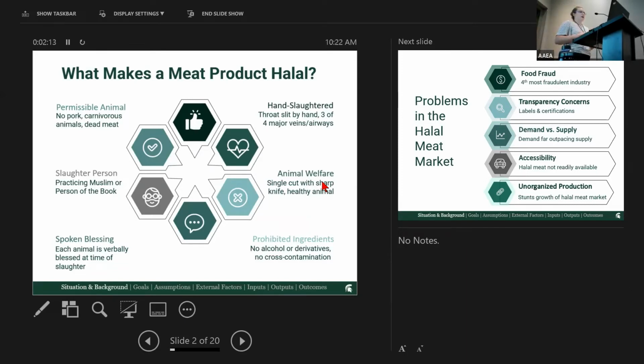At the time of death, the animal needs to be healthy, so no diseases, no lameness, old age concerns, things like that. And also, there are prohibited ingredients in Islam that are not allowed in the cleaning of slaughtering facilities or in actual processing of the product. So no alcohol or alcohol derivatives, so like ethyl alcohol cleaning solutions, not a thing, and no cross-contamination with any non-halal products, so pork or something that just hasn't been certified.